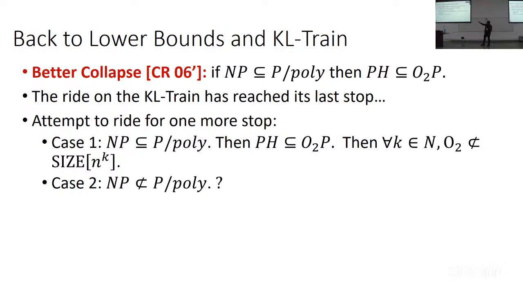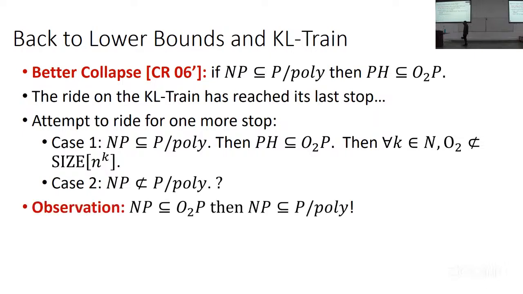But in the second case, if NP is not contained in P/poly, I cannot say anything about OTP, right? Because OTP is potentially a smaller class than NP. So I no longer have my win. I have my first win, I don't have my second win. So again, we'll see how we can actually get lower bounds here too. That's going to be a result.